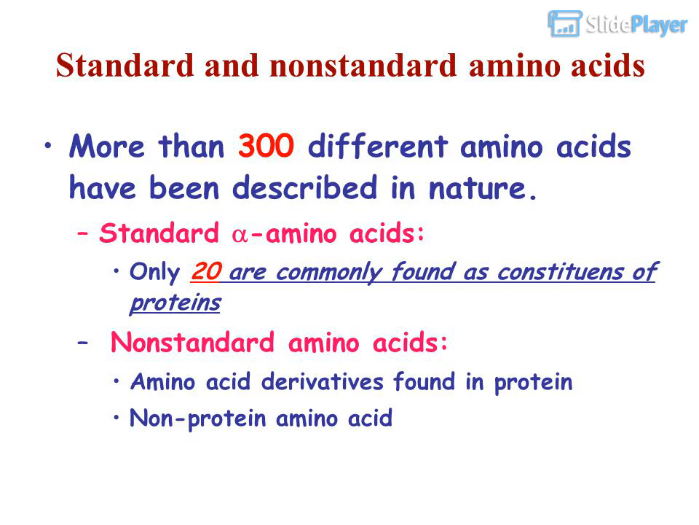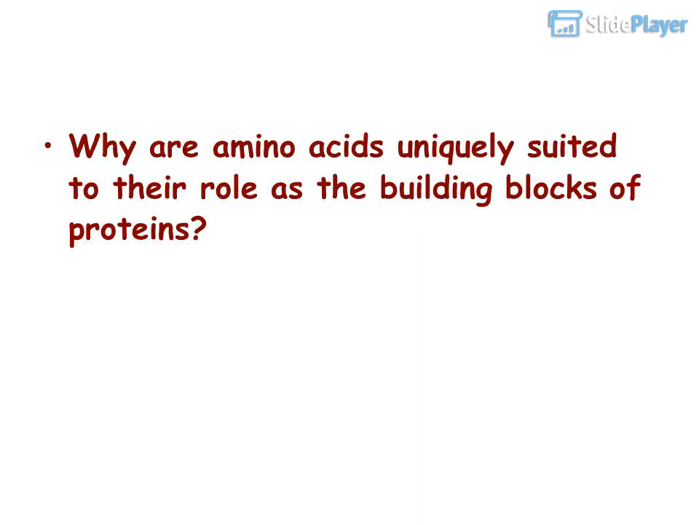More than 300 different amino acids have been described in nature. Standard amino acids: only 20 are commonly found as constituents of proteins. Non-standard amino acids: amino acid derivatives found in proteins. Non-protein amino acids. Why are amino acids uniquely suited to their role as the building blocks of proteins?